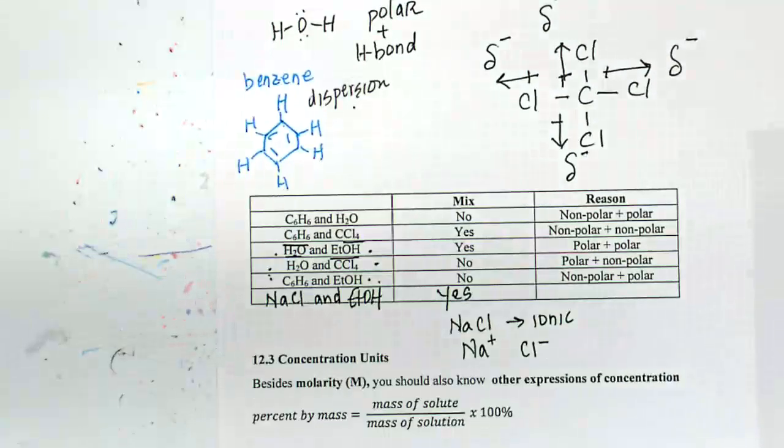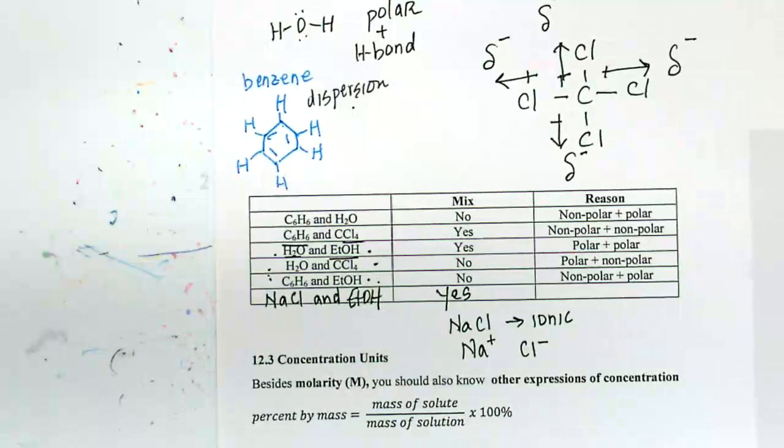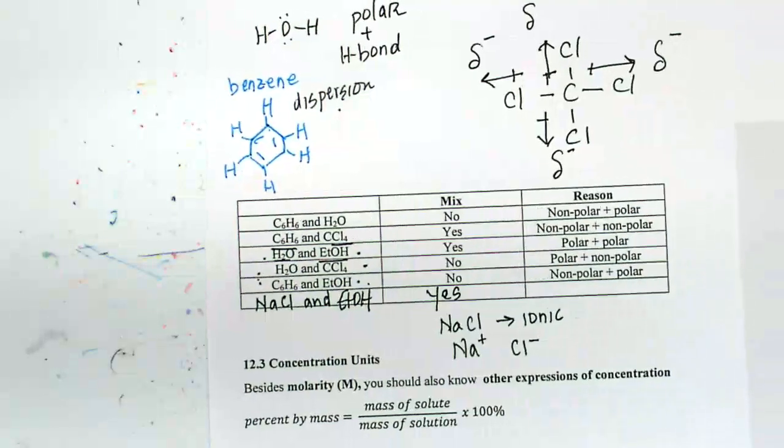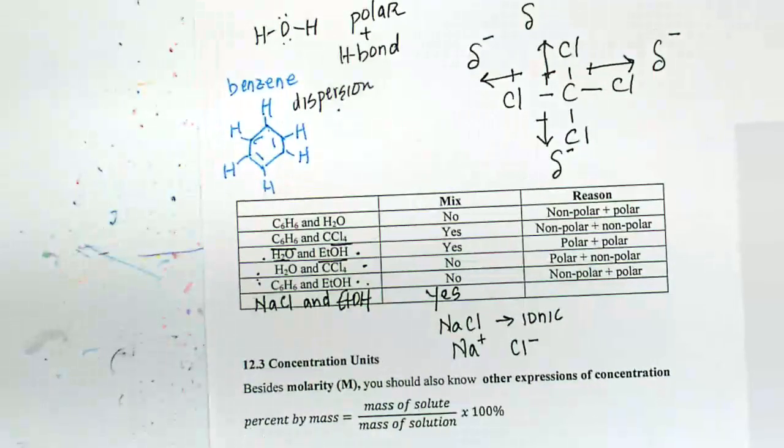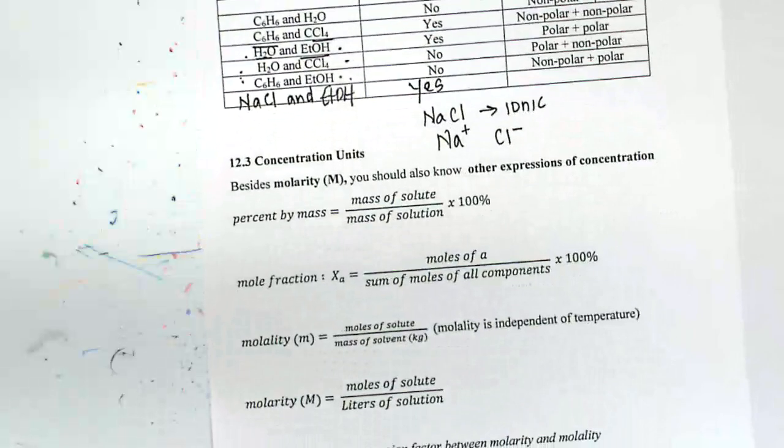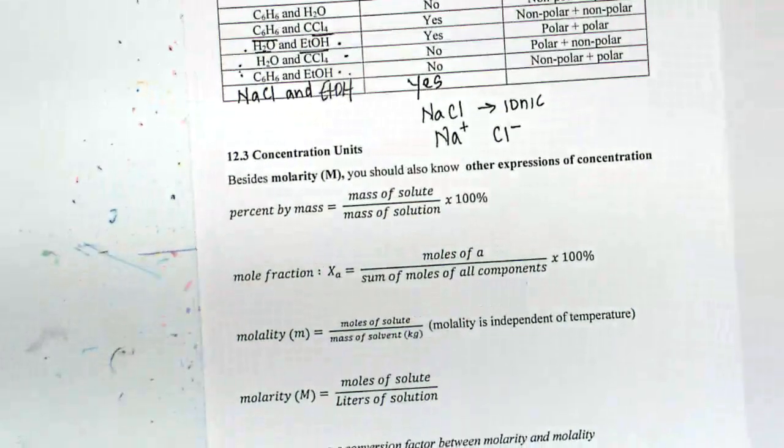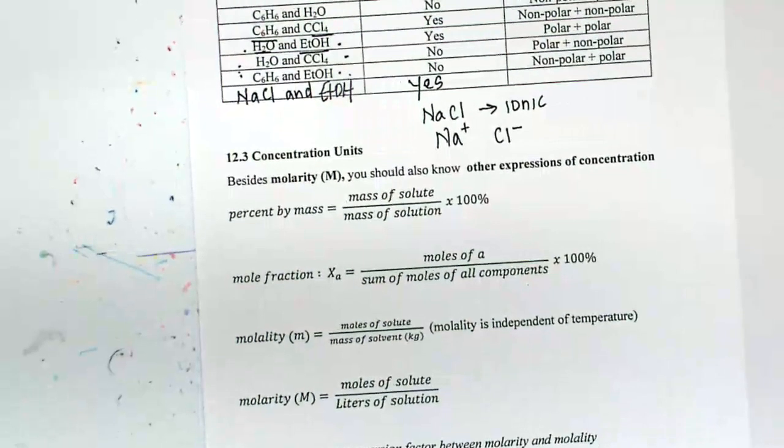So this is the whole idea behind like dissolves like. That's three words that we should know. Like dissolves like: polar to polar, or ionic to polar, nonpolar to nonpolar. All right, let's go into something completely different here. Units of concentration.